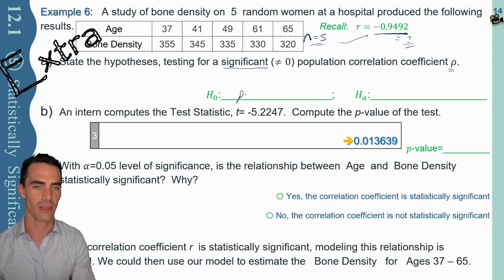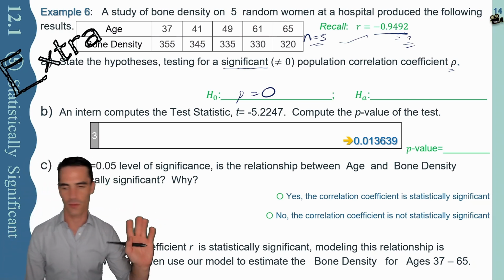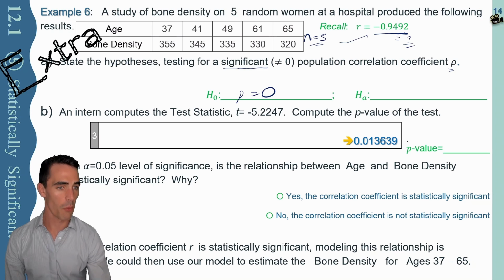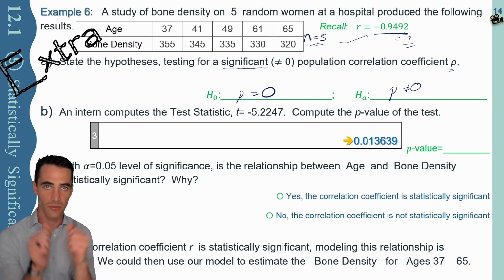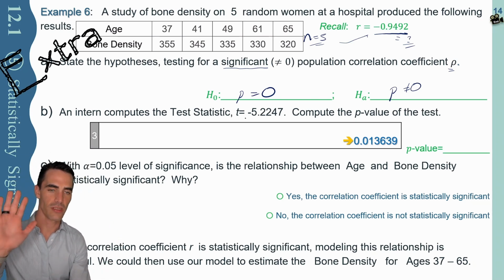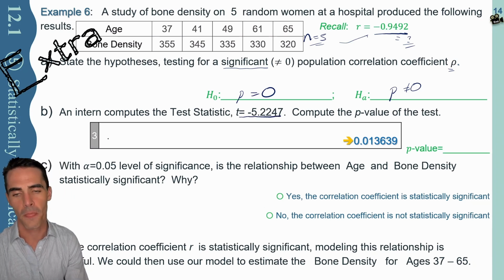And so I'll write it like this. It should be rho is equal to 0. Again, the status quo is just assumed: this relationship is insignificant. There's no correlation. And what we're trying to show, our alternative hypothesis, is that rho does not equal 0. Now that we've set up the parameters, let's calculate the p-value. Fortunately for us, somebody did the hard work of calculating that test statistic, negative 5.2247. Fantastic.